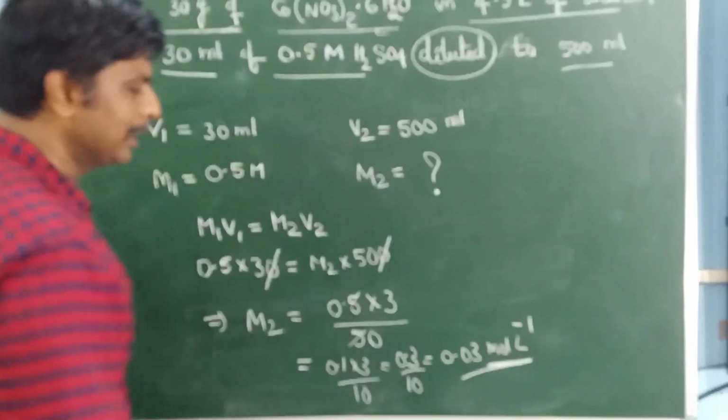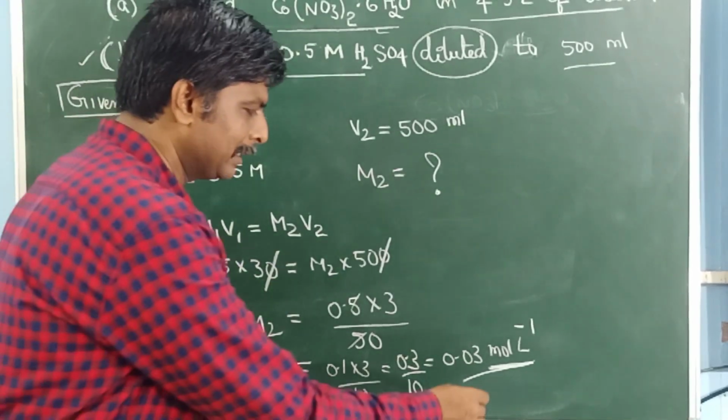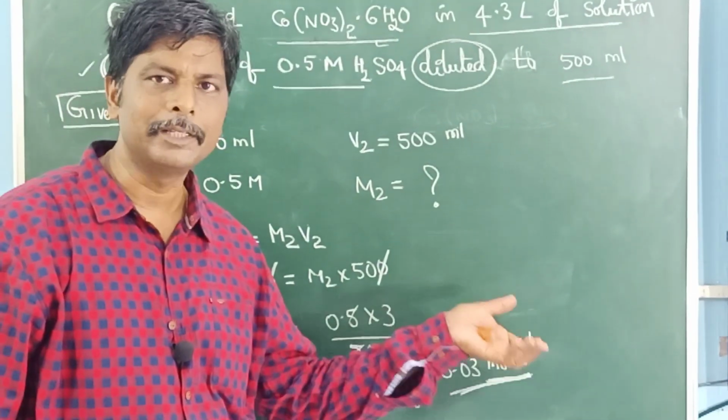So mole liter inverse is the unit of molarity. So what is the answer? 0.03 mole liter inverse. In every numerical it is very important to write units also. Answer with correct units.